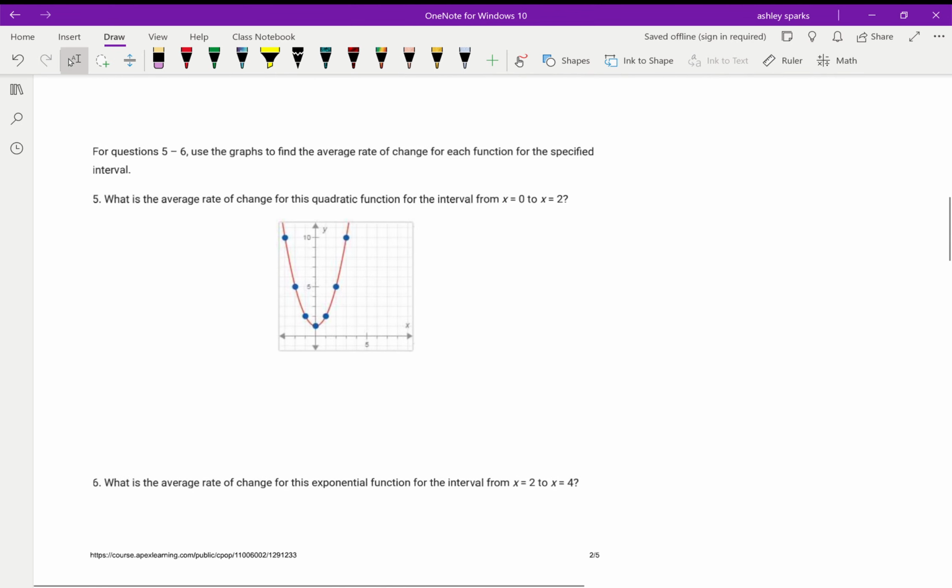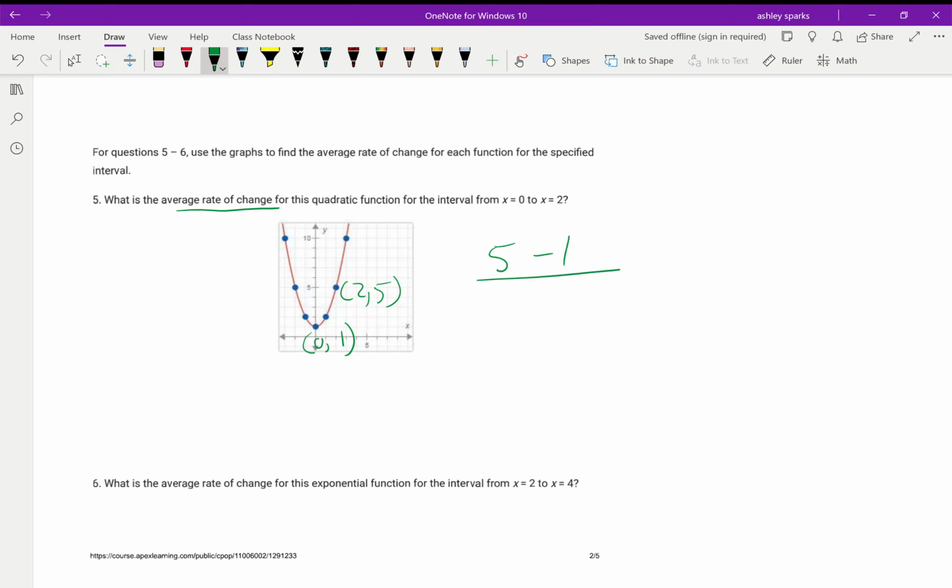Then I want you to do that with a graph. We're still looking for the rate of change, right? So we want to find these intervals. So my point at 0 is the point x is 0, y is 1. And at 2, I have x is 2, y is 5. We got 2 points. We do that slope formula again. So 5 minus 1 over 2 minus 0, which would give me 4/2, which is just 2.